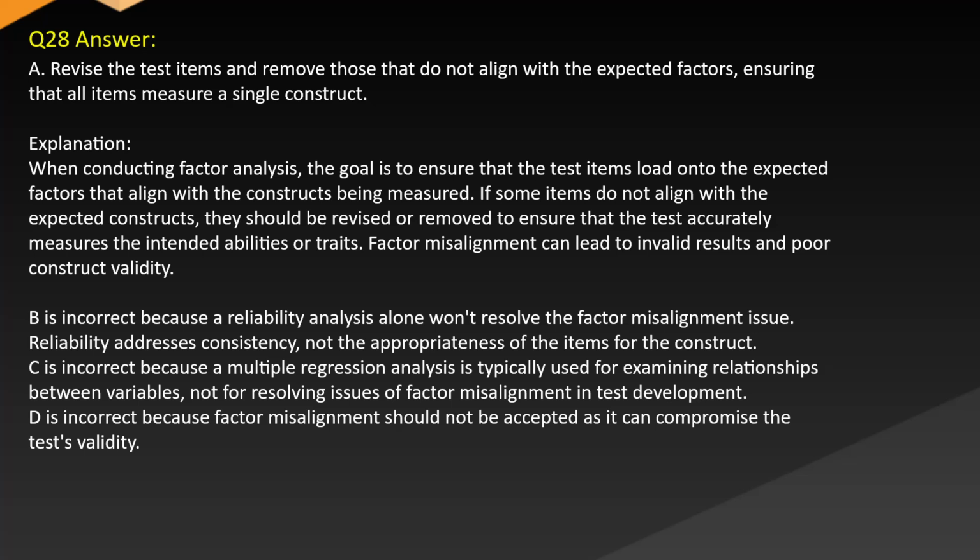B is incorrect because a reliability analysis alone won't resolve the factor misalignment issue. Reliability addresses consistency, not the appropriateness of the items for the construct. C is incorrect because a multiple regression analysis is typically used for examining relationships between variables, not for resolving issues of factor misalignment in test development. D is incorrect because factor misalignment should not be accepted as it can compromise the test's validity.